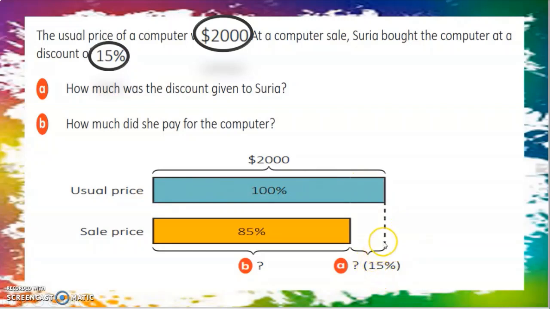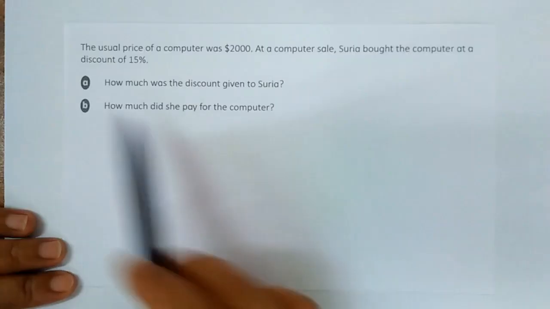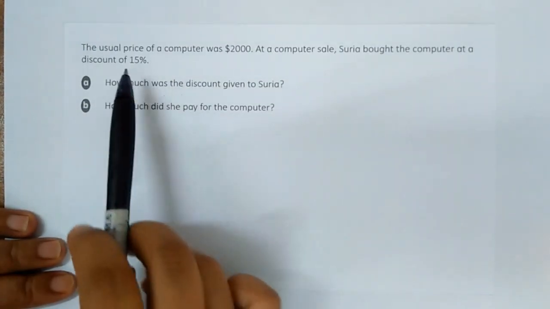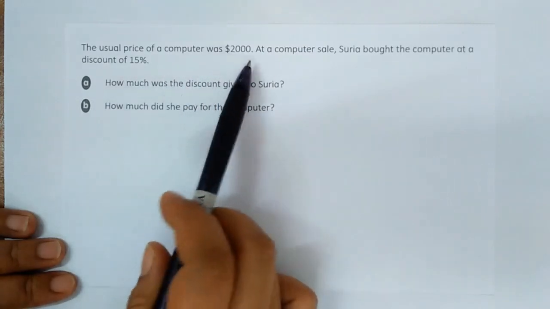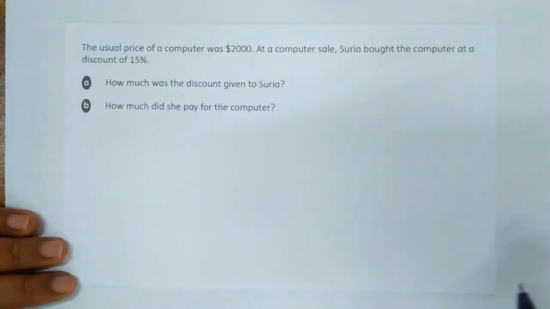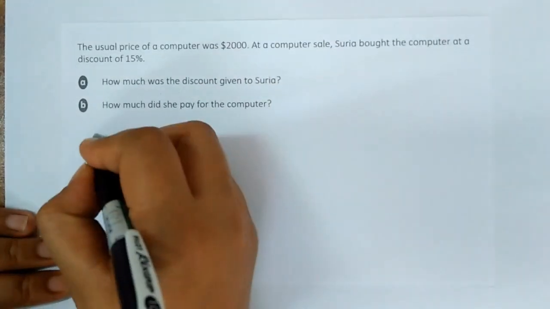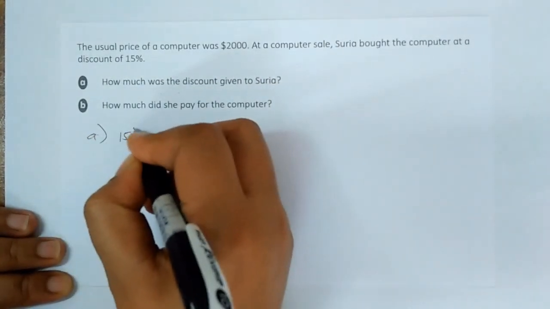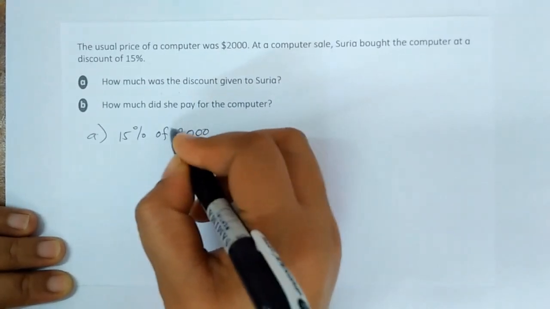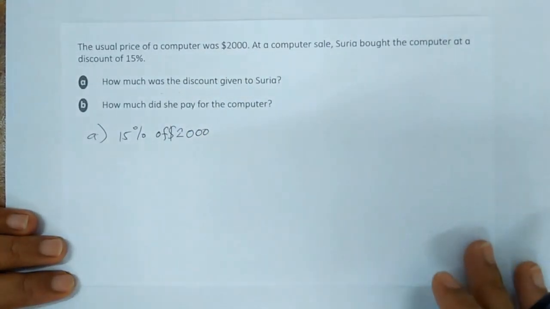And this is the discount. It means we're going to take away this percentage into $2,000. Letter A, we're going to take the discounted price. It says here 15% of 2,000, that is the discount. So we're going to take 15% of $2,000.